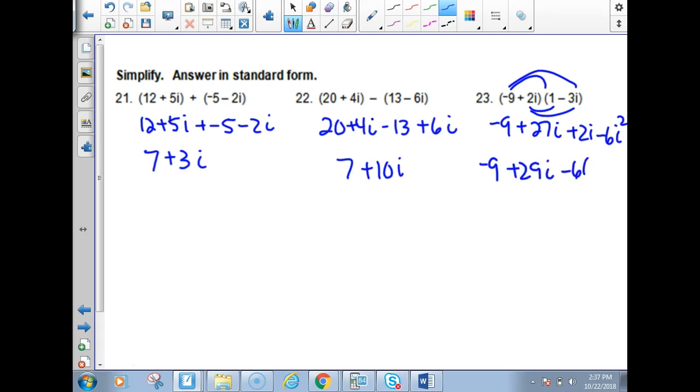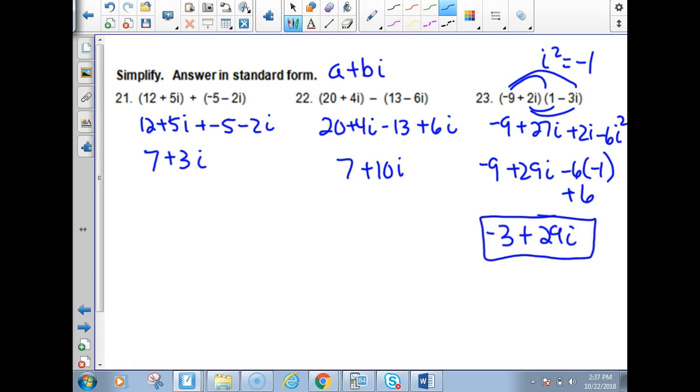That's minus 6 times negative 1. We have to remember i squared is negative 1. Replace i squared with a negative 1 gives me a positive 6 here. So negative 9 plus 6 is negative 3. So in a plus bi form, standard form, a plus b times i, real part plus imaginary part, this would be your solution.